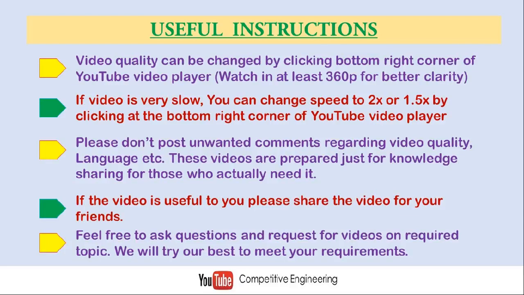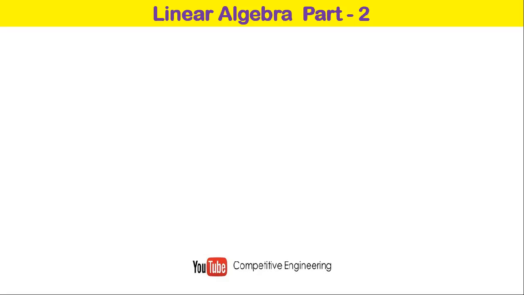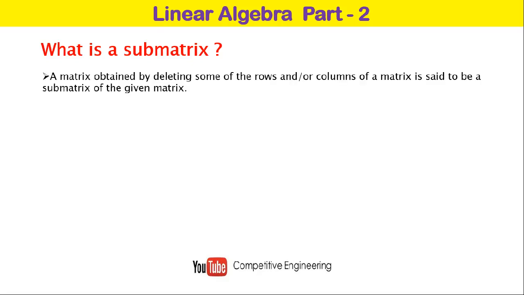So now we are going to the topic. This is the Linear Algebra Part 2 lecture. In the Part 1 lecture, we covered the different types of matrices. So here we are starting with a submatrix. What is a submatrix? A submatrix is a different matrix obtained from a mother matrix by deleting different rows and columns of the matrix. I will explain with an example.